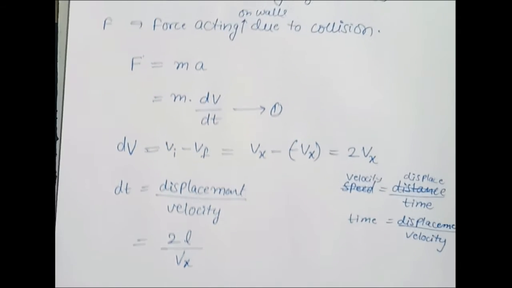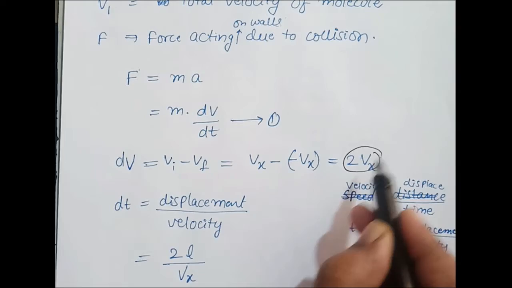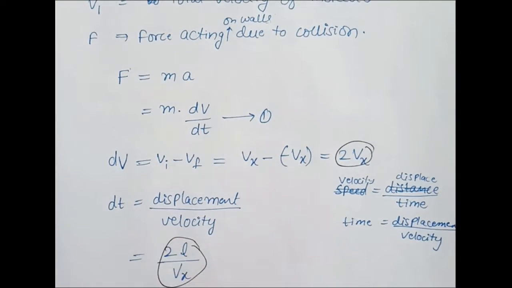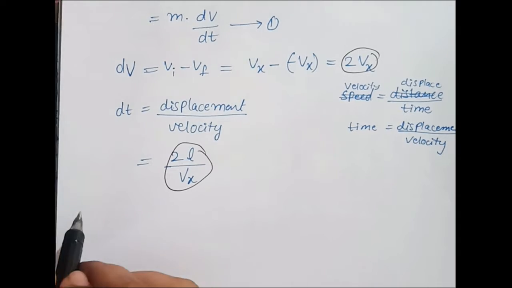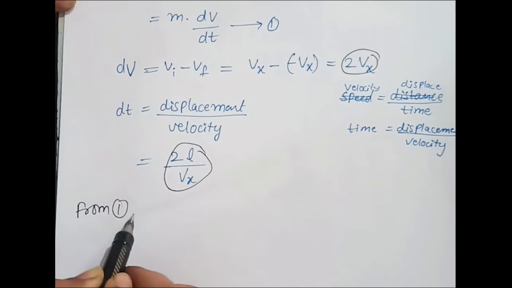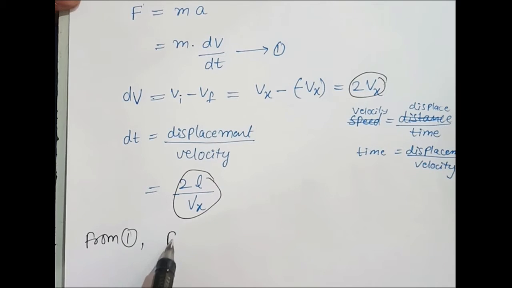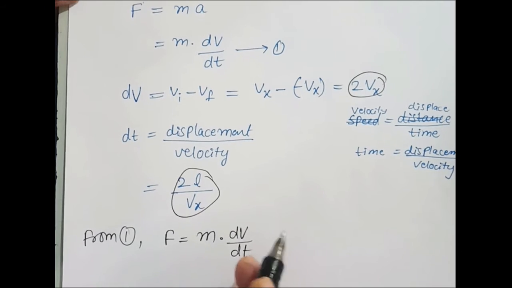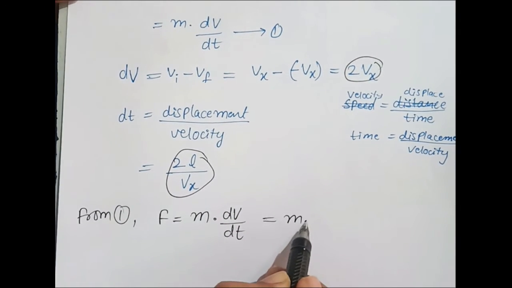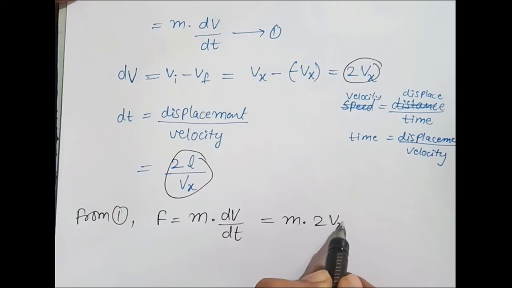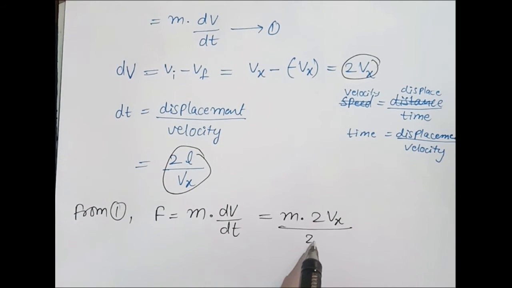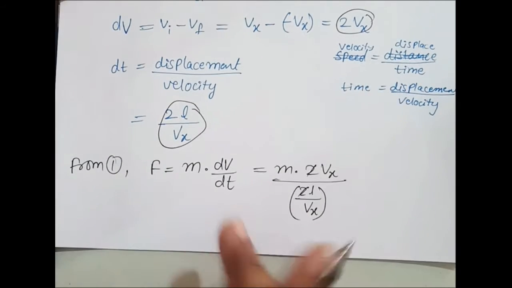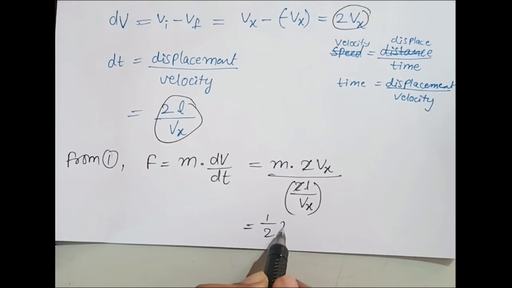Got my point here? So now I have dV as well as dt, so both I can put in equation 1. From equation 1, what can we write? Force is equal to m into dV over dt, which is equal to m into dV, 2Vx upon dt, 2L by Vx. So 2 gets cancelled, which is equal to half m into Vx square.